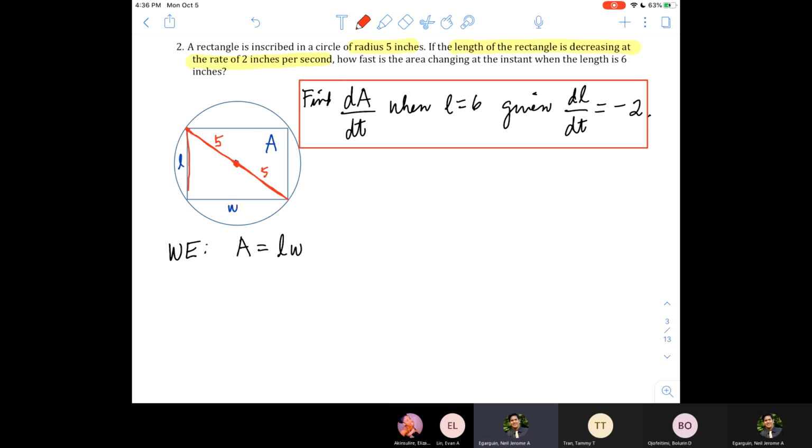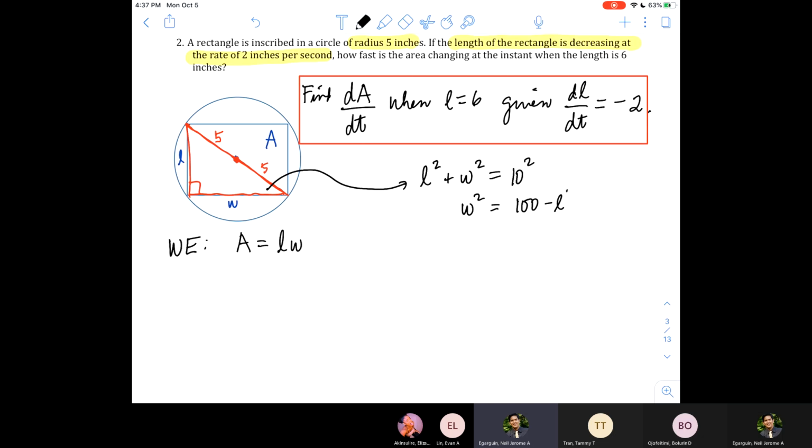And then look at this, I have what? So here I have a right triangle, right? It's a right triangle, so we know the relation between these values here. We see that the length squared plus the width squared should be equal to the hypotenuse squared. But the hypotenuse is 5 plus 5 is 10, so this would be 10 squared. And then from this equation, I can solve for W in terms of L. I can have W squared equals 100 minus L squared. I take the square root of both sides.